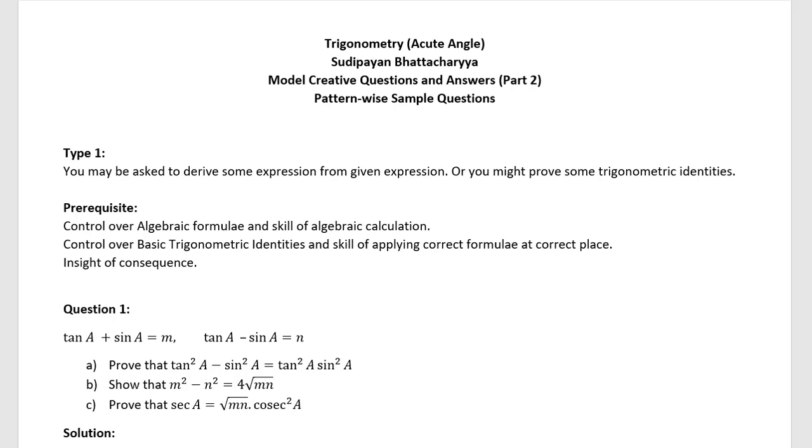Now we will take a question here, like question 1. In question 1, it is given that tan a plus sin a equal to m, and tan a minus sin a equal to n. And it is told to prove that tan square a minus sin square a equal to tan square a sin square a. Show that m square minus n square equal to 4 root over mn, and prove that sec a equal to root over mn into cosec square a.